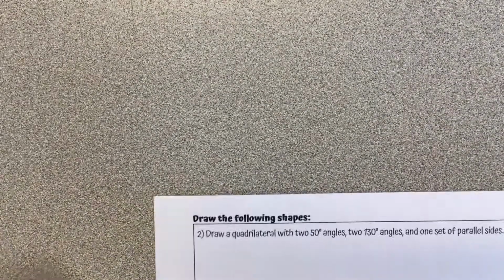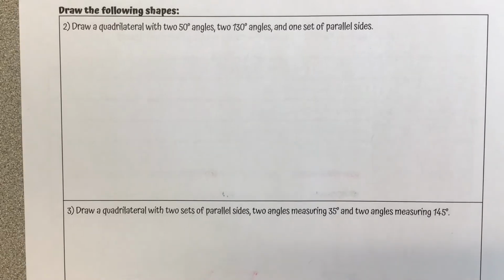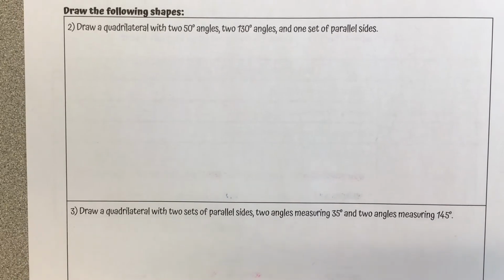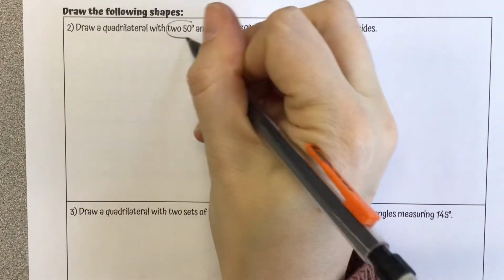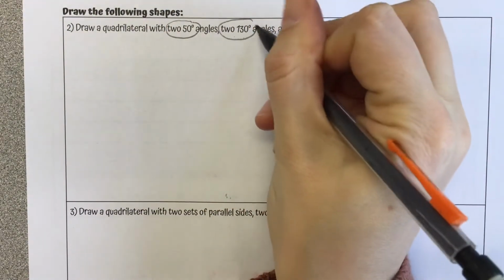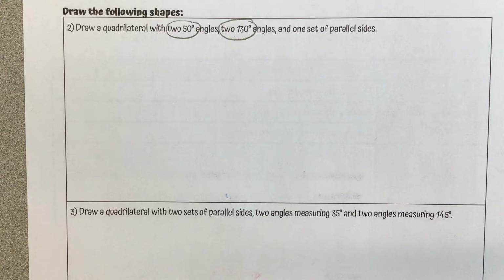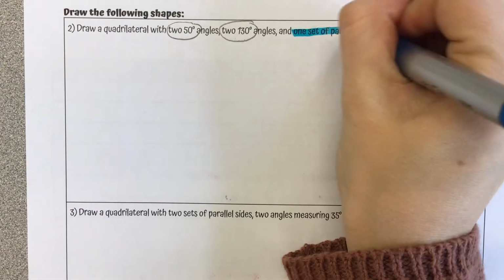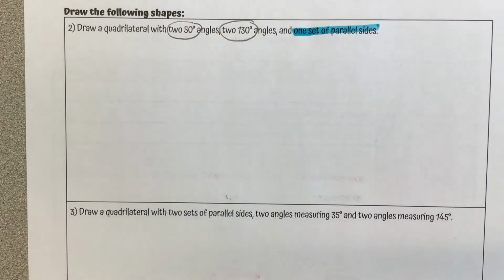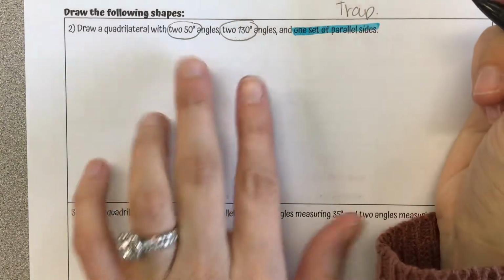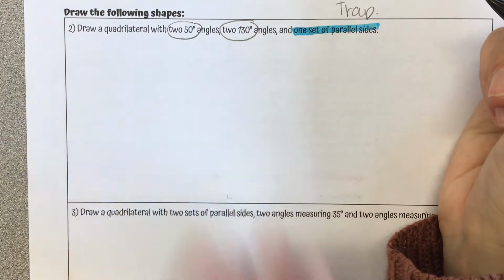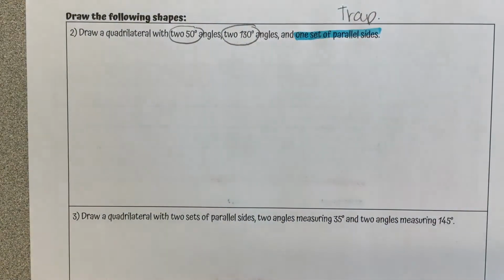All right, let's look at another shape here. It says draw a quadrilateral with two 50-degree angles, 2 130-degree angles, and most importantly, 1 set of parallel sides, which immediately I should know that this is a trapezoid, and because it's got congruent angles in here, it's going to be an isosceles trapezoid.